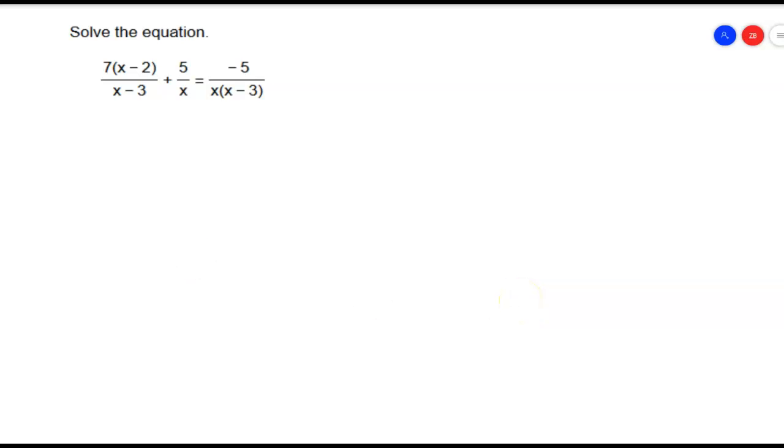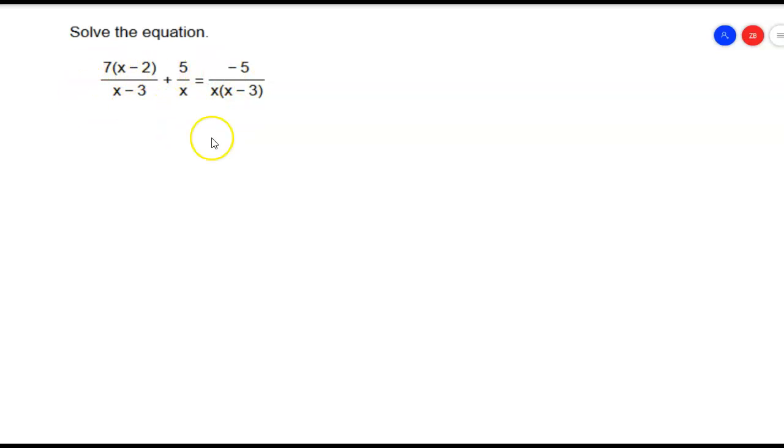Today I want to take a look at a problem from section A6. This is solving rational equations. And here we have a monstrosity that we need to solve for the values of x. So these come out looking pretty messy, but we can clean it up relatively quick.